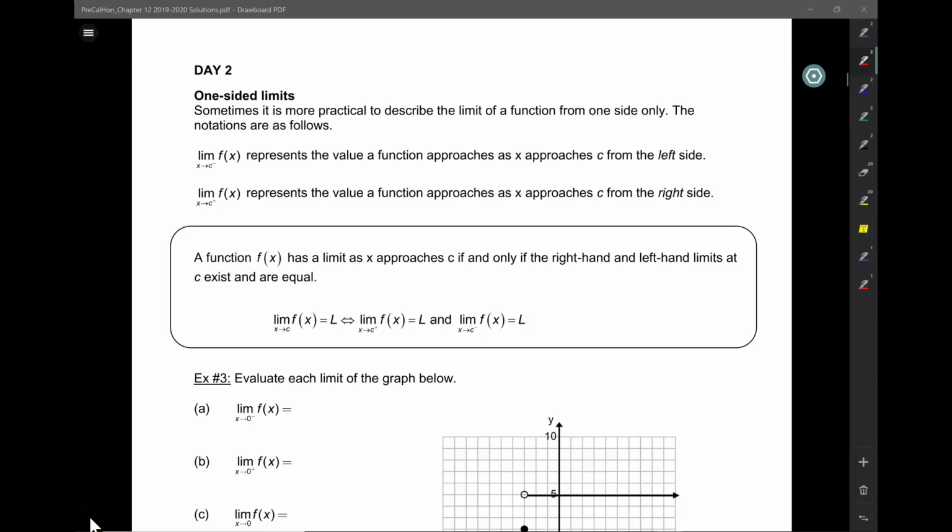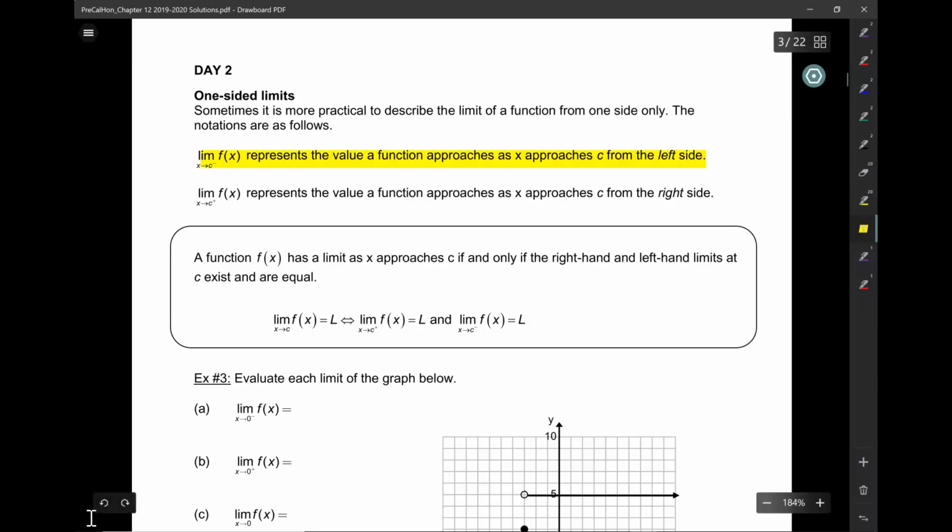Hi everyone, today we're going to talk about one-sided limits. Sometimes we don't need to look at the left-hand side and the right-hand side in order to determine a limit. Sometimes all we care about for a specific situation is just the right-hand side or just the left-hand side. So for that we have a different notation.